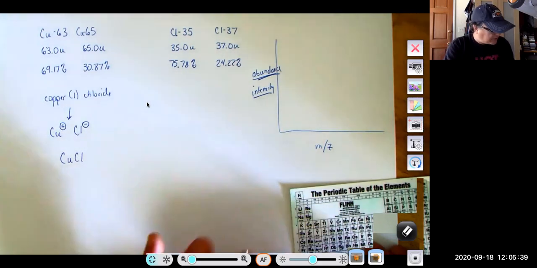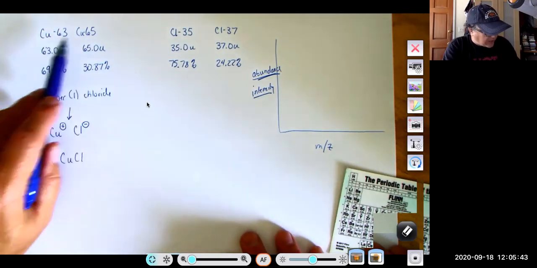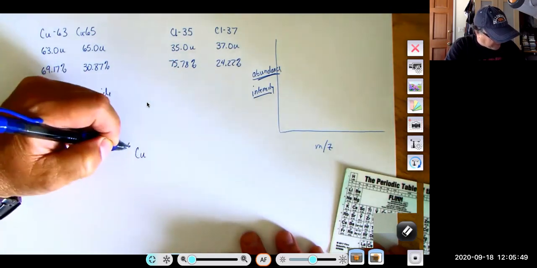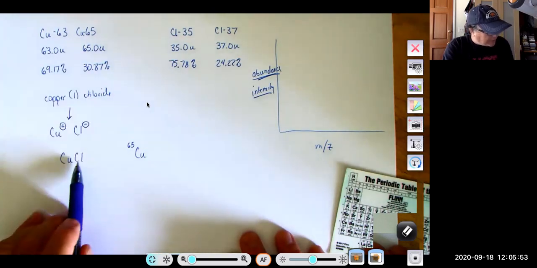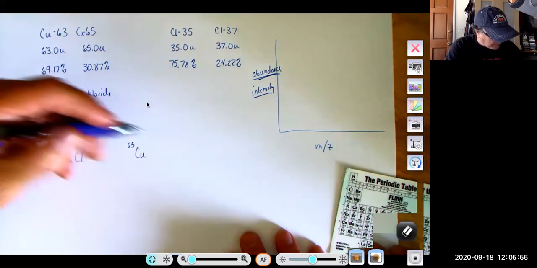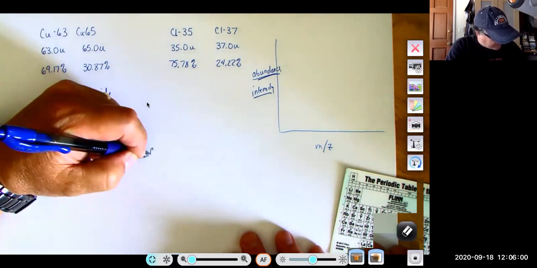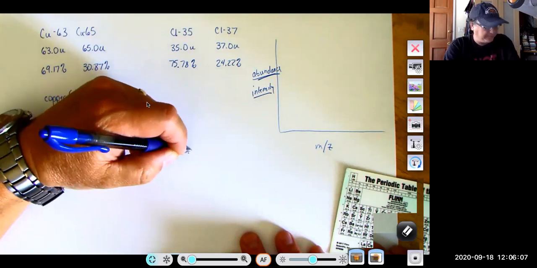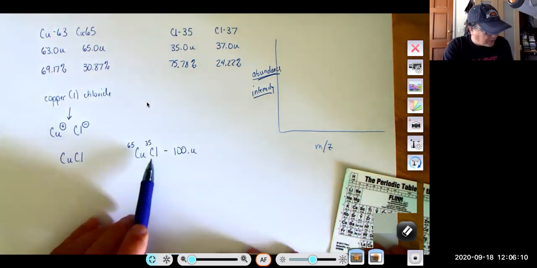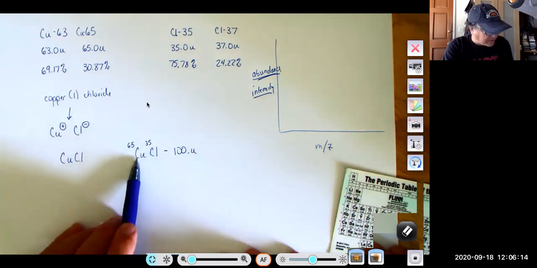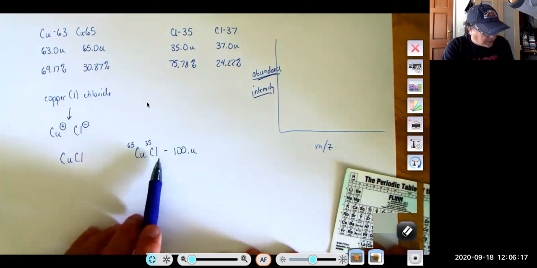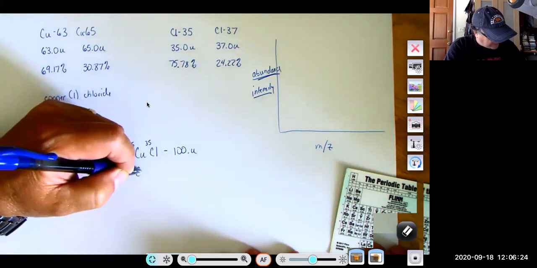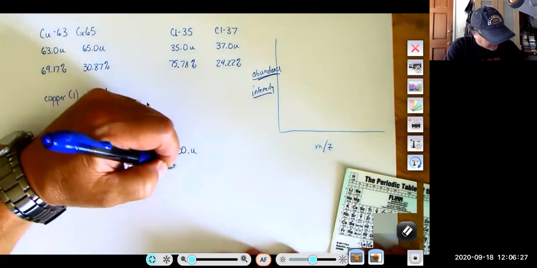Now, when we take into account that there are two possible copper isotopes, this copper could be either one of those. So let's pretend it's copper 65. For the chlorine, what are the possibilities? It's one of these two isotopes. So you could have copper 65 and chlorine 35 for a total mass of 100 U. The reason it weighs 100 U is because a chlorine 35 weighs 35 and a copper 65 weighs 65, so these two isotopes together have a mass of 100, the sum of these two numbers. You could also have a copper 65 and a chlorine 37 with a mass of 102 U.